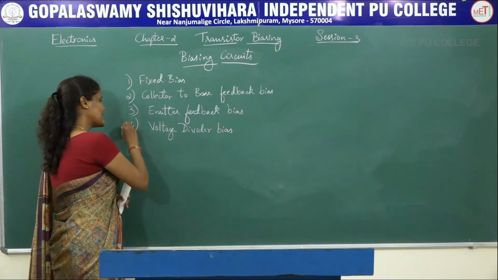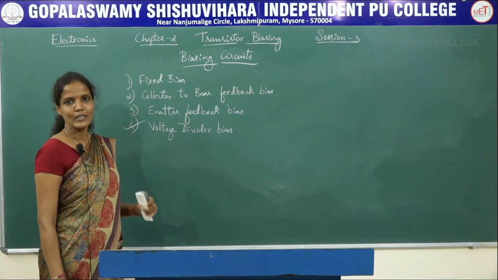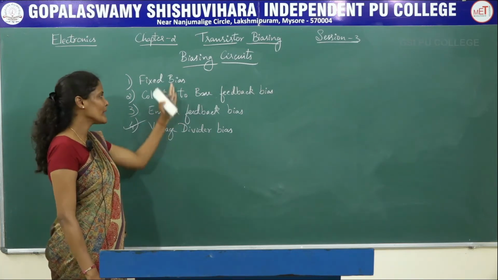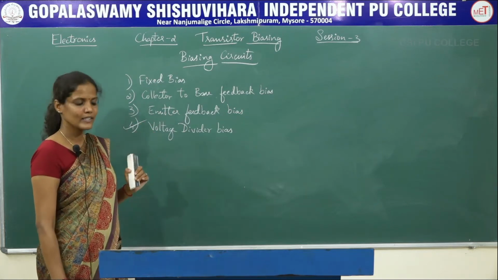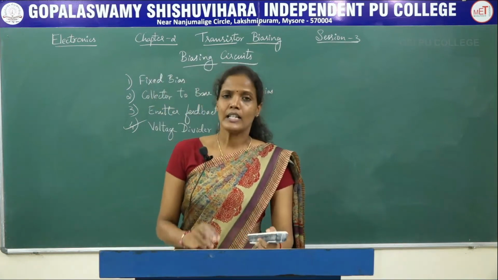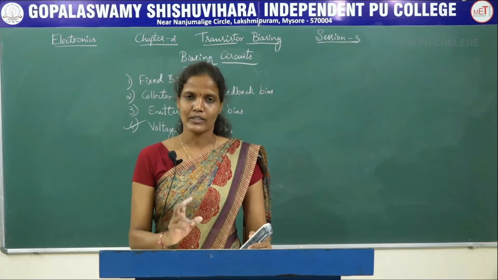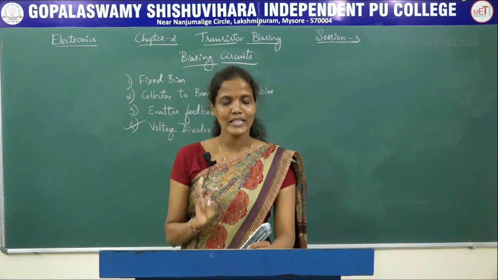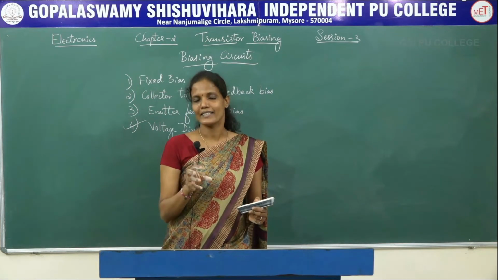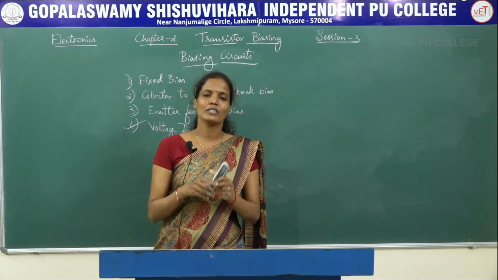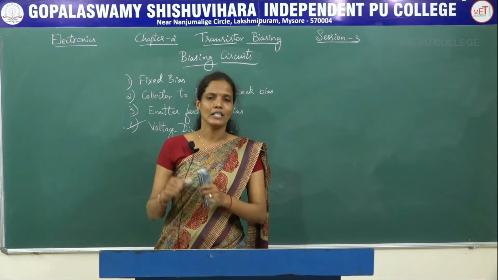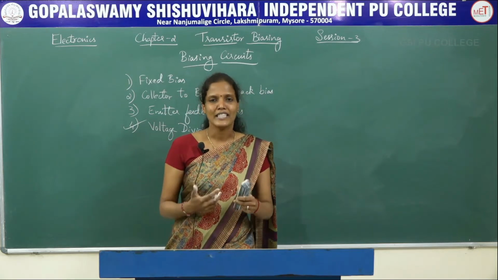Out of these 4, voltage divider bias is most frequently used because the stability of the transistor using this circuit is more compared to all these other types of biasing circuits. While selecting a Q point for any different applications of a transistor, mainly there are 2 types of applications of a transistor. One, it is used as a switch. Secondly, it is used as an amplifier. Whenever I want to operate the transistor as a switch, I have to make sure that the Q point is lying towards the saturation region or towards the cutoff region depending upon the condition of the switch.